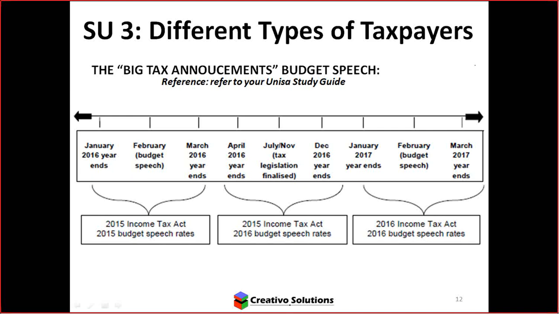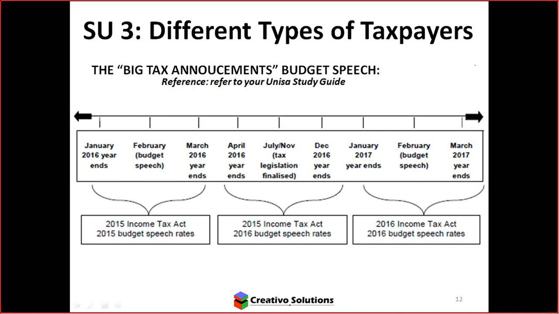Okay, big tax announcements, budget speech. This actually came from the study guide. Right, so please reference your UNISA study guide. It's a really good summary showing how the tax year operates. Okay, we've actually looked at it already. But I just want to ask you currently, what tax year are we currently in? Now we're in the 2018 to 2019 tax year. Correct, yes. As an individual, it'll be the 2018/19 tax year, so 100%.